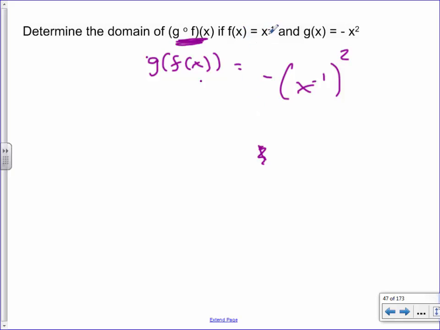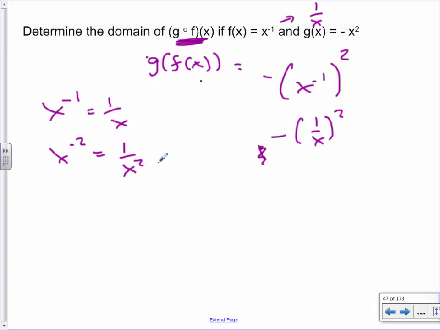Do you guys remember what x to the negative 1 means from last year? X to the negative 1 means 1 over x. It's a reciprocal graph. Another way of writing this would have been to go negative 1 over x squared. Do you guys remember that at all? X to the negative 1 means 1 over x. X to the negative 2 means 1 over x squared. X to the negative 3 means 1 over x to the 3. Does that ring a bell?